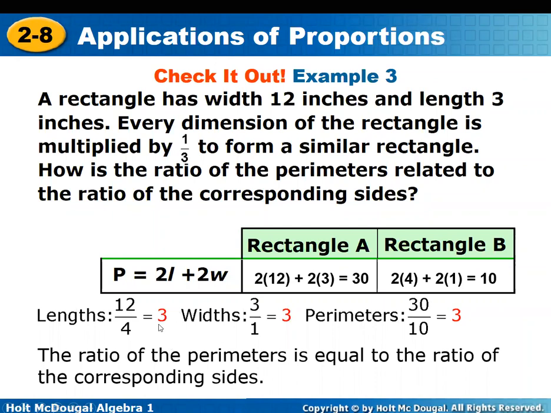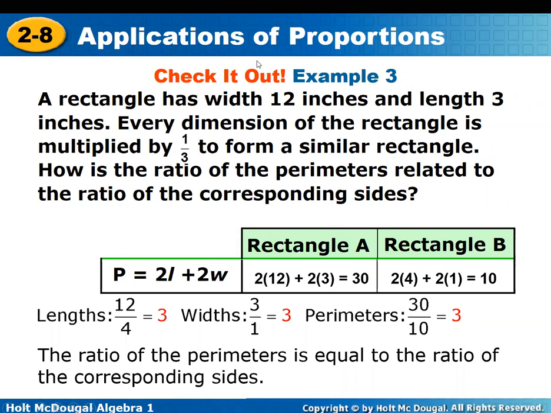3 is a common factor between all of them. The 3 is the common factor between the lengths, the widths, and the perimeters, right? So the ratio of the perimeters is equal to the ratio of the corresponding sides. The ratio of the perimeters is the same as the ratio of the corresponding sides.